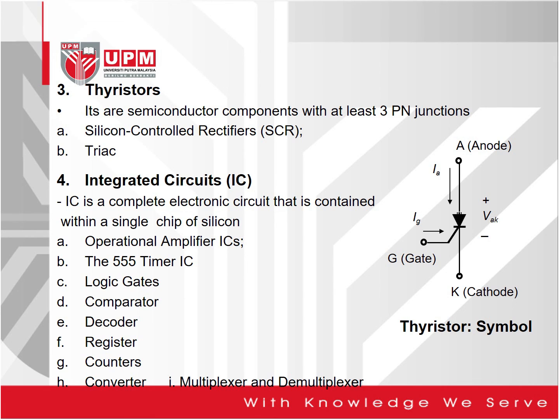Then the integrated circuit is one of the examples in power electronics. An IC is a complete electronic circuit that is contained within a single chip of silicon. The operational amplifier IC is an example under the integrated circuit. You can also find timer ICs, logic gates, comparators, decoders, and so on.